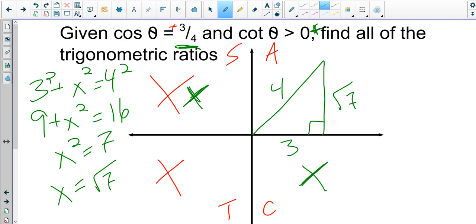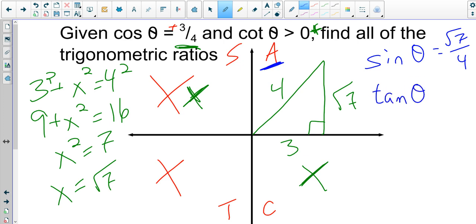So now it says find all of the trigonometric ratios. So the sine of theta would equal the opposite over hypotenuse, so that's the square root of 7 over 4. Remembering here in quadrant 1, everything's positive, so I don't have to worry about anything being negative. The cosine they already gave us. The tangent of theta is opposite over adjacent, so that's the square root of 7 over 3.